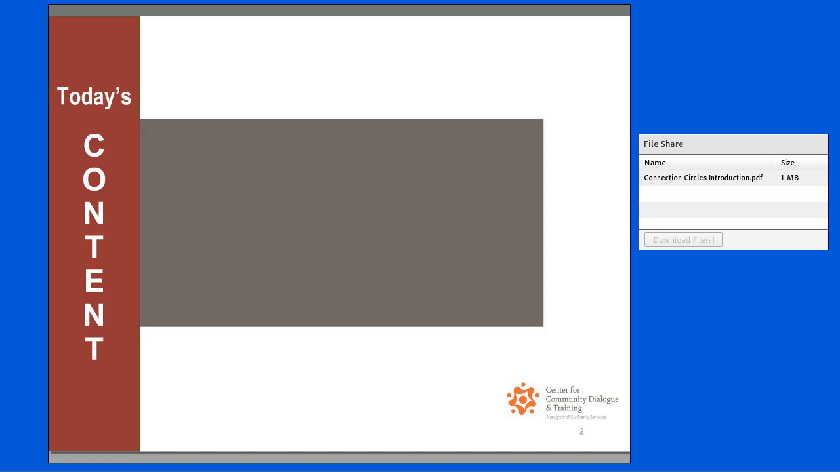Here's a look at what we're going to be doing this session. In a minute, we're going to do an introduction and give you some clarity and context for what Connection Circles are all about. What is the program and who does it serve?